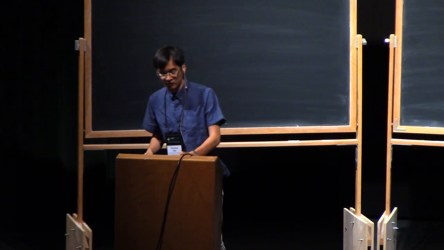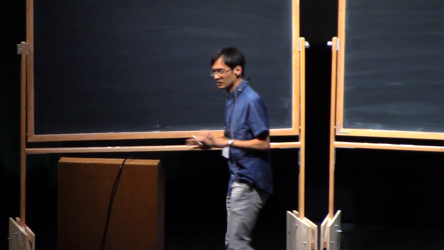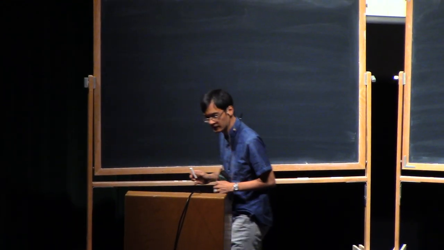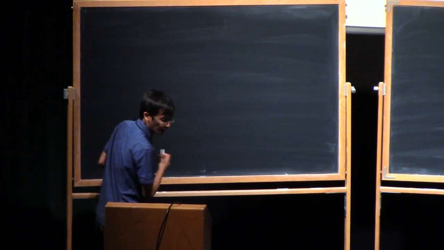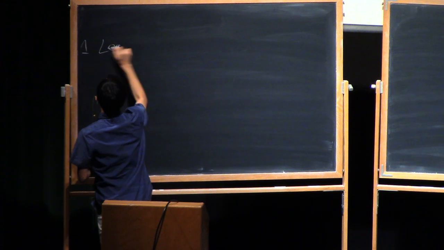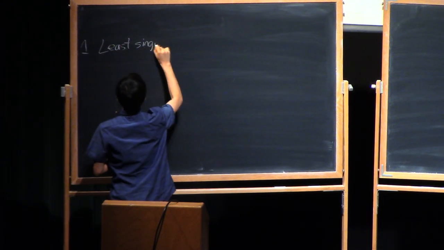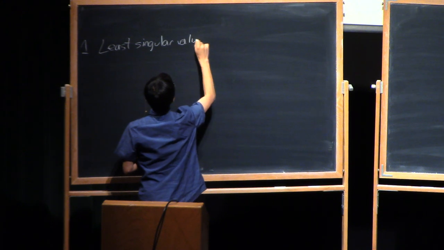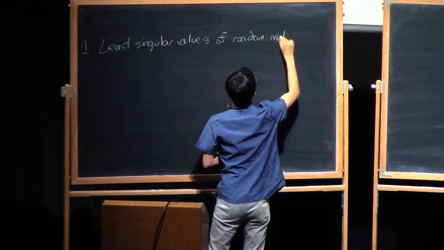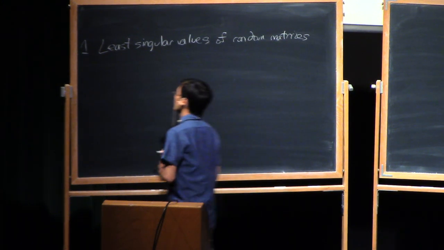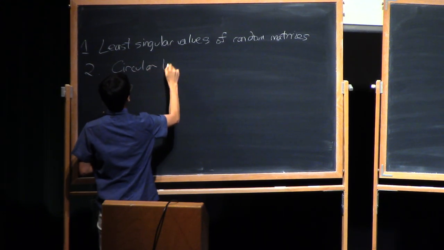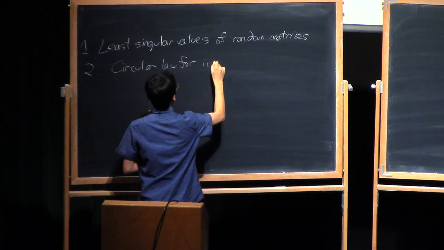Okay, so I'm actually going to cover three topics, which are all loosely connected to universality, but not as much as I was planning to do initially. So the three topics of this lecture series will be the following. First of all, least singular values of random matrices. Second is the circular law for IID matrices.